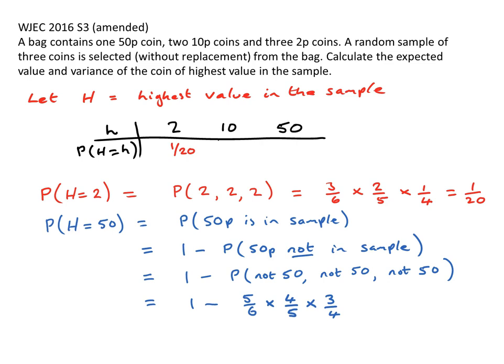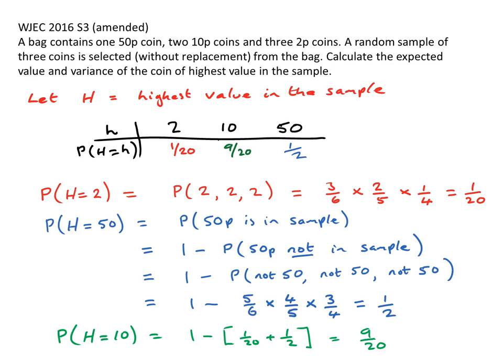So our probability that h equals 50 is 1 take away 5/6 times 4/5 times 3/4, which gives us a half. So we've got two of our three probabilities now, and the quickest way of finding the third probability, the probability that h equals 10, is simply to remember that when we have a probability distribution, all of the probabilities have to add up to 1. So the probability that h equals 10 is going to be 1, take away the other two probabilities, which gives me 9/20.